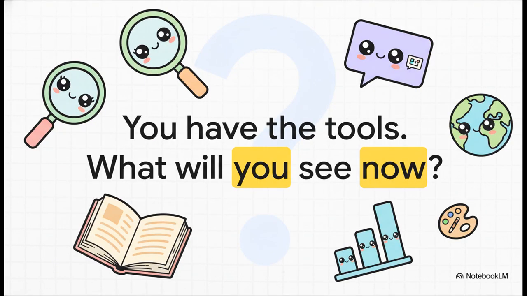So, there you have it. The next time you look at a piece of art or read a quote or hear a statistic, don't just see what's on the surface. Pick up a lens, sociological, formalist, cultural, whatever fits, and ask yourself, why does this matter? You have the tools now. The only question left is, what are you going to see now?